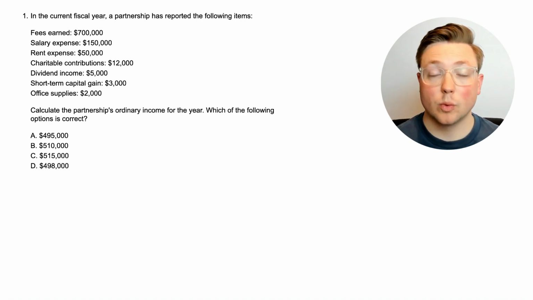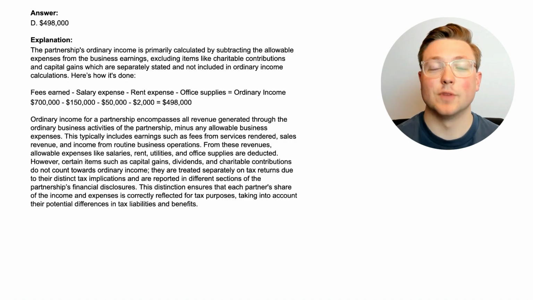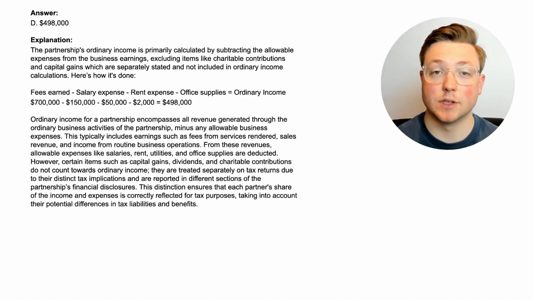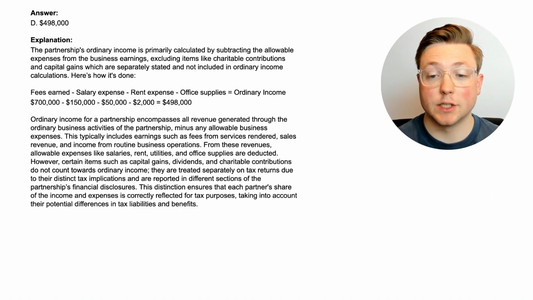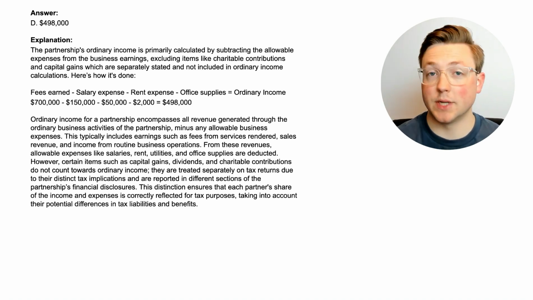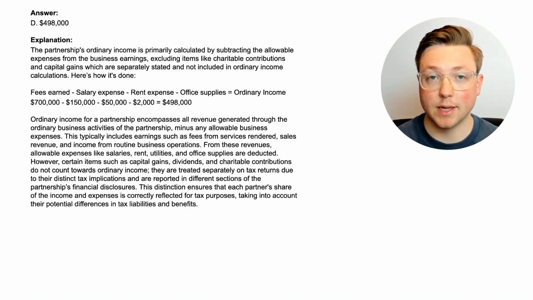All right, if you don't really know what ordinary income is for a partnership, or also if you haven't seen the video on S Corporation ordinary income, that's okay. Let's go ahead and go straight into the answer to learn how this works. Okay, and the answer is $498,000. The partnership's ordinary income is primarily calculated by subtracting the allowable expenses from the business earnings, excluding items like charitable contributions and capital gains, which are separately stated and not included in ordinary income calculations. Here's how it's done. So we would take the fees earned, less the salary expense, less the rent expense, less the office supplies, and that would give you an ordinary income of $498,000.